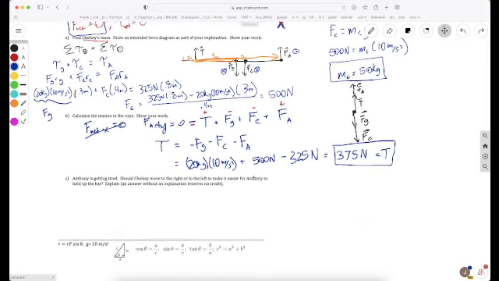So let's redraw our picture real quick just for explanation's sake. So we have our tension force, gravity, Chelsea, Anthony here. And we want to reduce the force that Anthony has to apply. So we want to make it easier for him by changing the force that Chelsea applies.